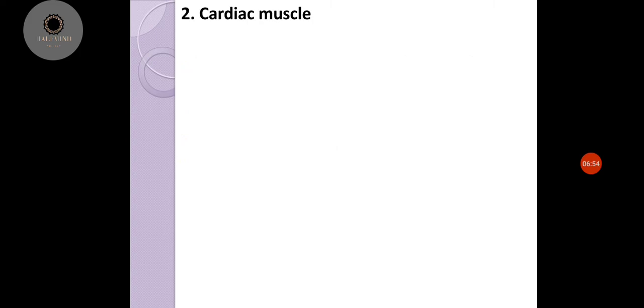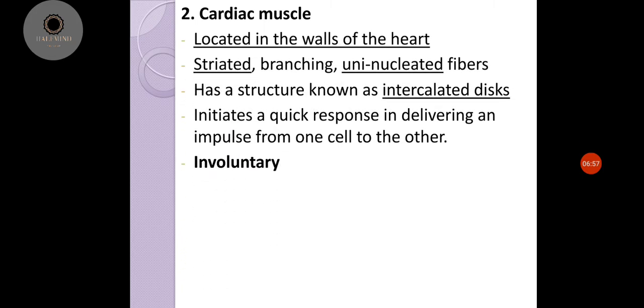The second one is the cardiac muscle. Cardiac is located in the walls of the heart. It is striated. It has a branching structure. It is uni-nucleated, meaning isa lang yung nucleus niya compared to skeletal, which has many nuclei. And it has a structure known as intercalated disc. It initiates a quick response in delivering an impulse from one cell to another. It is an involuntary muscle. When we say involuntary muscle, gumagalaw sila without any impulse or signal from our brain.